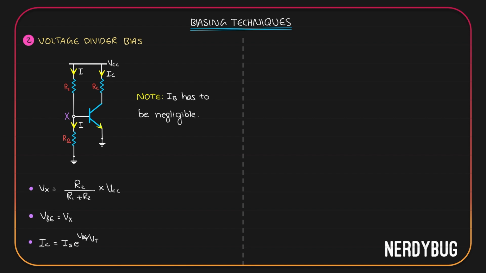Now we know the collector current IC is given by Is e raised to VBE by VT. Instead of VBE here, we can write Vx. So collector current depends on Vx. What does Vx depend on? It depends on the values of the resistors and the supply voltage VCC. Does it depend on beta? No. So does collector current depend on beta anymore? No. Collector current becomes independent of beta.